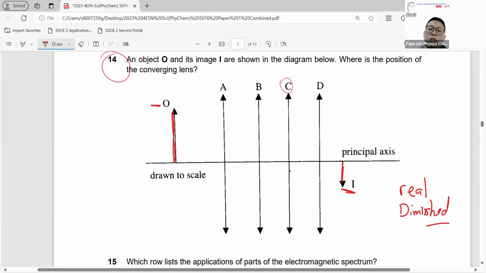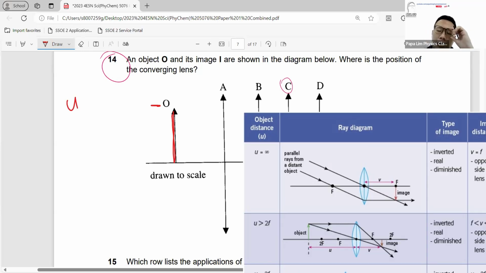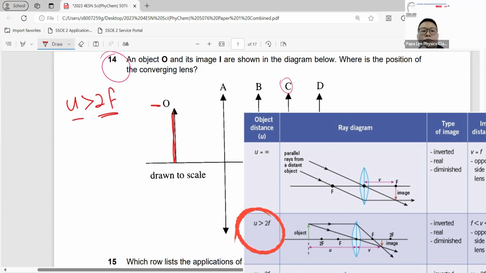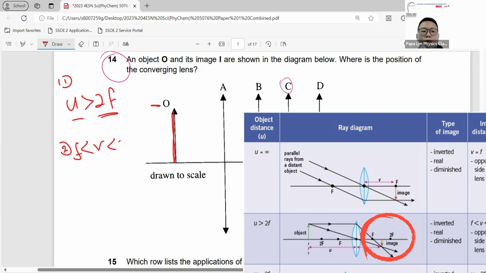Real and diminished. If it's real and diminished, it means that for the object, how far is the object? Based on the picture, for a real and diminished image, the object has to be more than 2f. This is the first condition. And the second condition is where? The image must be between f and 2f. So this is how you sieve out this particular location.